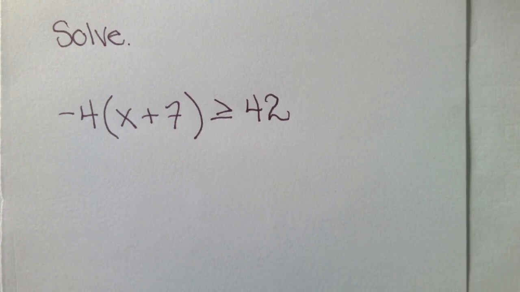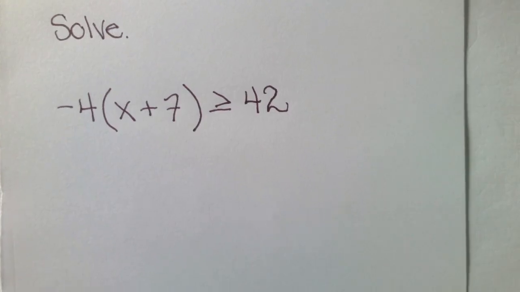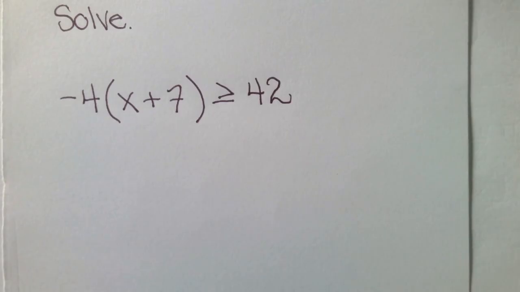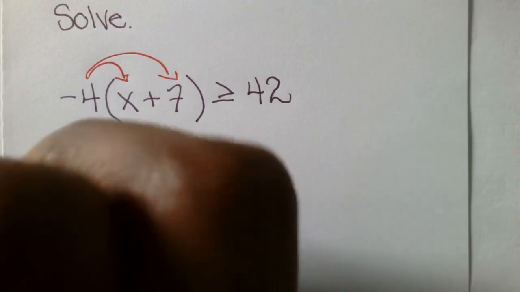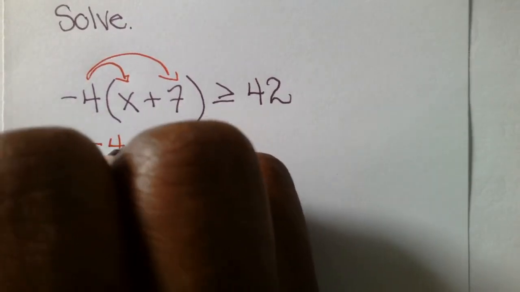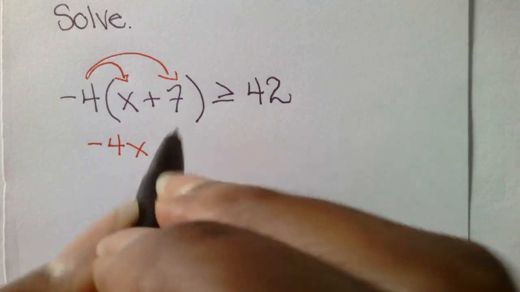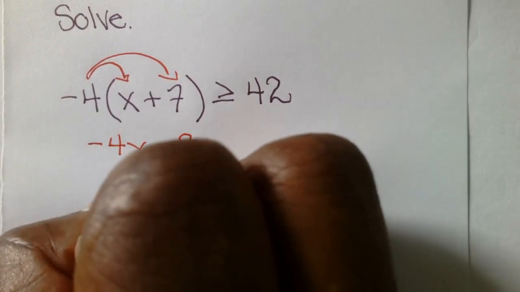Appreciate you. Alright, let's take a look. So again, you can do this one of two ways. If you feel like doing the distributive property, alright, that's awesome. Okay, NT, I see you. So if we do the distributive property, that means negative 4 times x gives me negative 4x, and negative 4 times 7 gives me a negative 28.